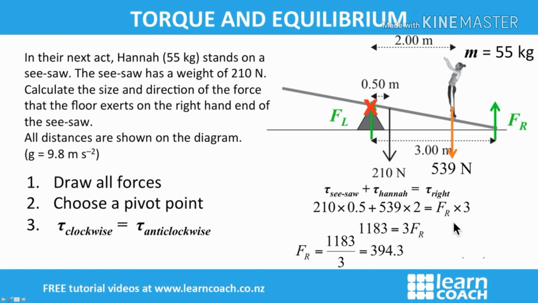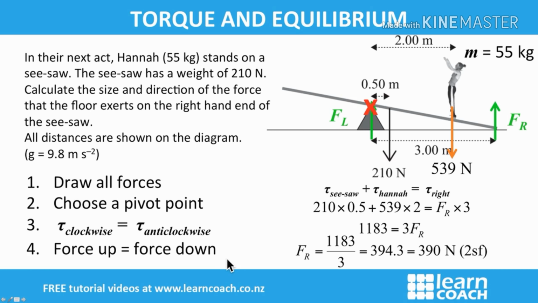floor of 398.3 newtons. Or if we want to round this properly, 390 newtons. And that is the force that the floor is exerting upwards on this seesaw. Now because we've already found the force of the floor, we have no need to use the fourth step, which is force up equals force down. It would just be if they asked you to find the force on the left hand side as well that you'd need to use this fourth step.